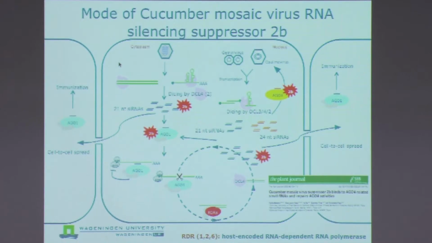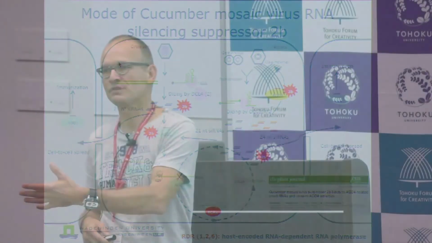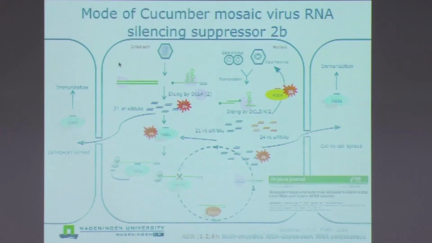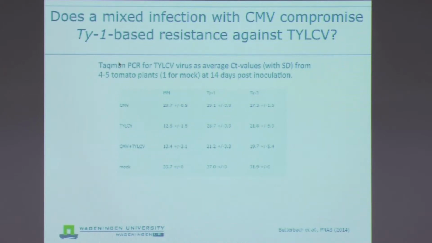So we asked ourselves, what if you mimic a natural situation and you have a mixed infection of these tomato with Ty-1, with the Geminivirus and the cucumber mosaic virus? Would CMV interfere here and actually compromise the Ty-1 resistance? The answer to this question, yes.